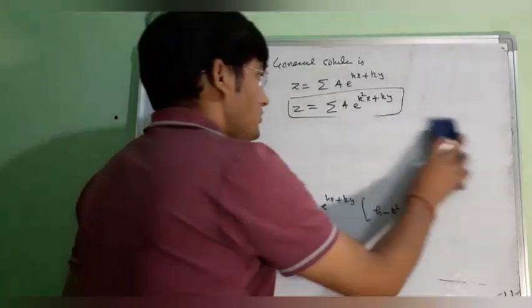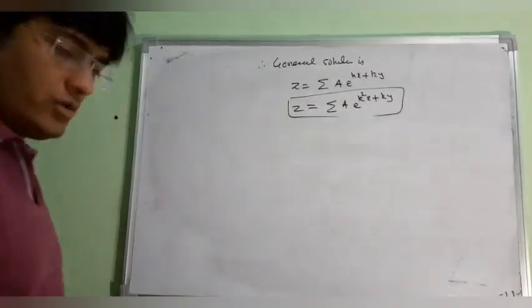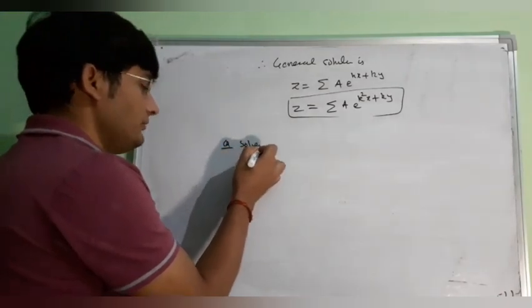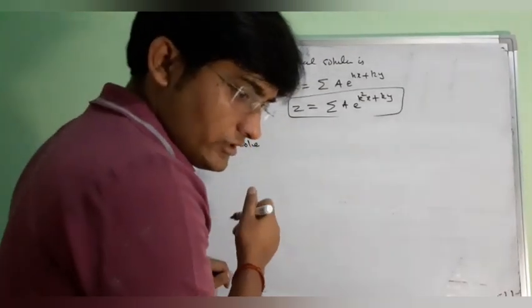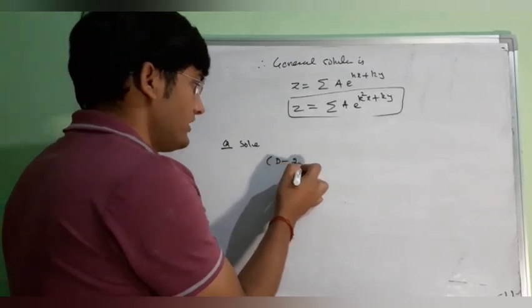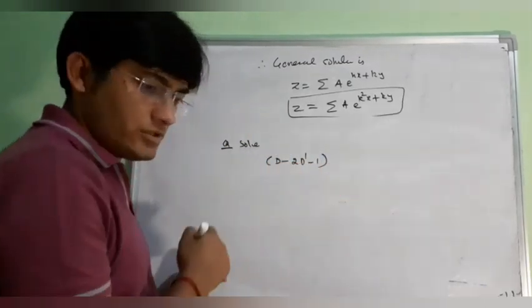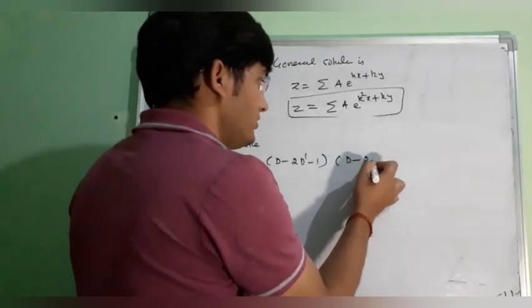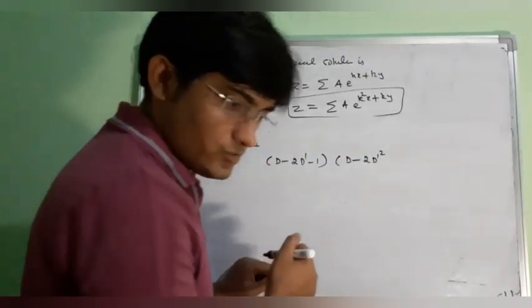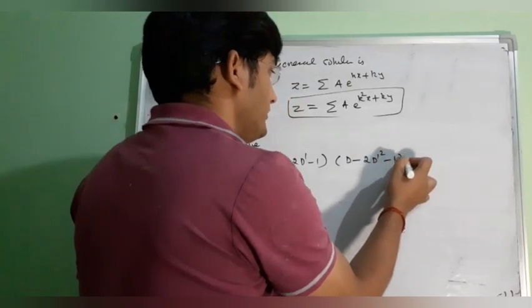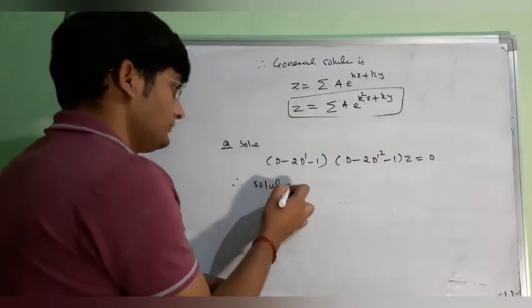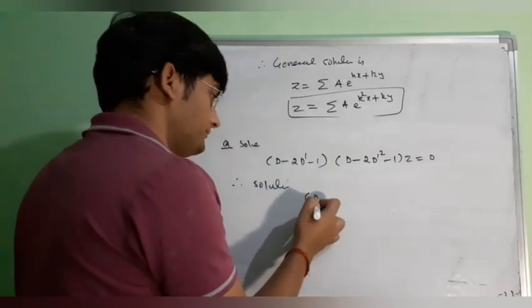Let us solve one more question where we have one linear factor and one non-linear factor. Solve d minus 2d dash minus 1. You can see that this is your linear factor, and then we have d minus 2d dash square minus 1. So this is your non-linear factor. Therefore, the solution for the first part.